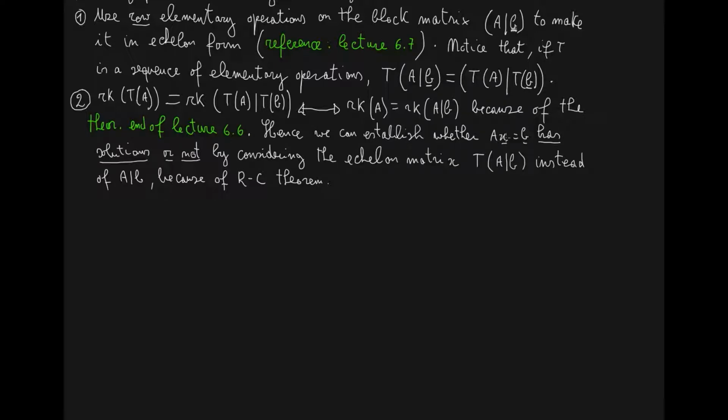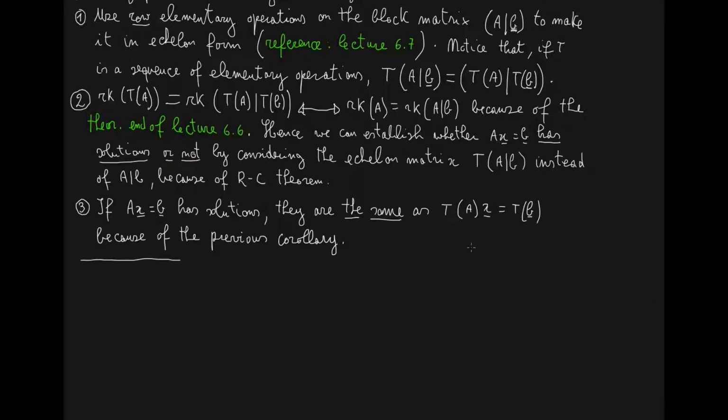But the key observation now is the following. We can actually replace the system AX equals B with the new system T of AX equals T of B. And by the previous corollary, which was a corollary of the proposition, we know that the solutions of this system of linear equations are exactly the same as the solutions of the other system. They are just the same as a set. So I don't need to go back from the beginning and find the solution of AX equals B.